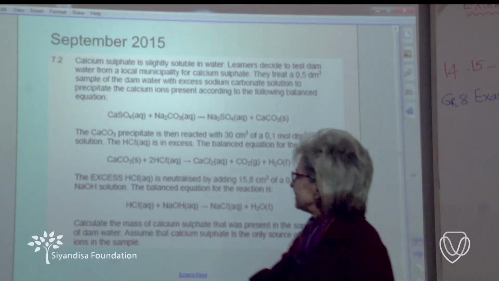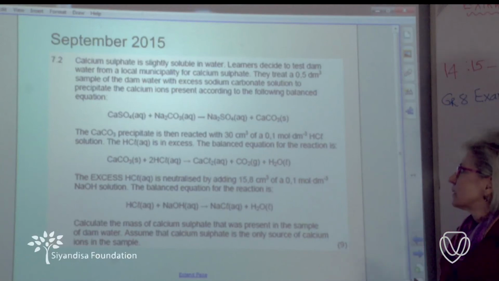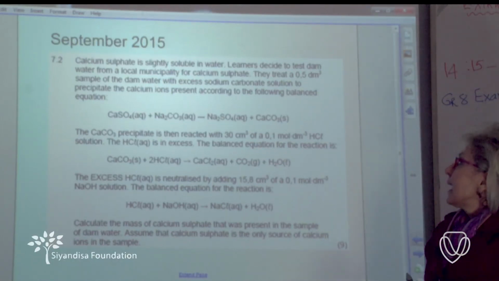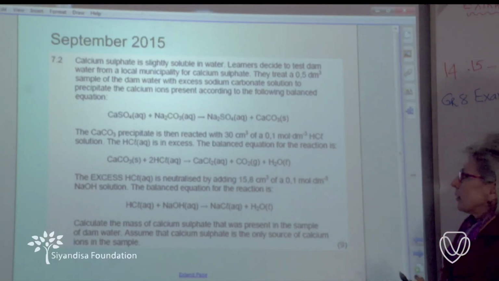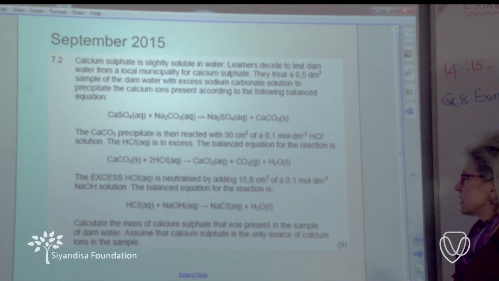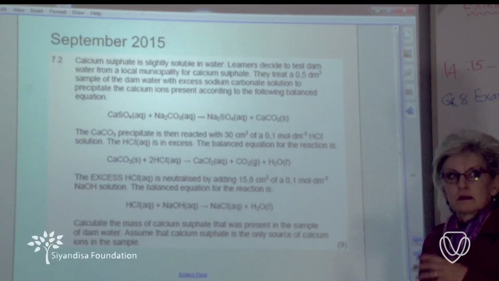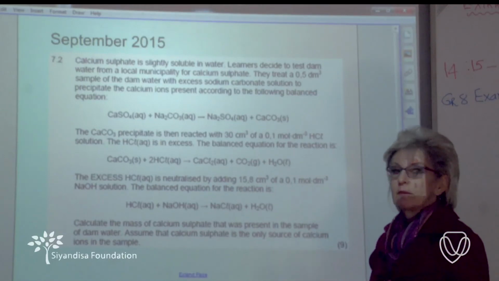Okay. Right, here we've got a question from September 2015 Free State paper. Again, if you look at this question, even without reading, you'll see that there are 3 calculations, or 3 equations, which would mean most probably 3 calculations. And the fact that they've been given means that you can really get marks for some calculations.